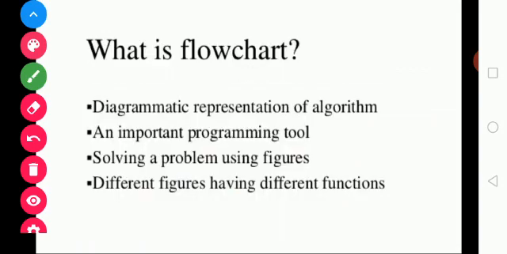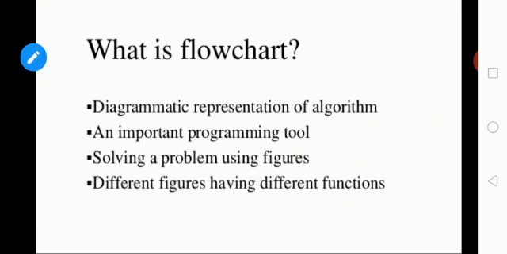What is a flowchart? After the algorithm, the next one is the flowchart. A flowchart is a diagrammatic representation of an algorithm. Whatever is taught or given to us, if it is in a diagrammatic form, it will be easy for us to understand, isn't it? So this algorithm can also be given in a diagrammatic representation. This can be an important programming tool. Flowchart is one of the important programming tools.